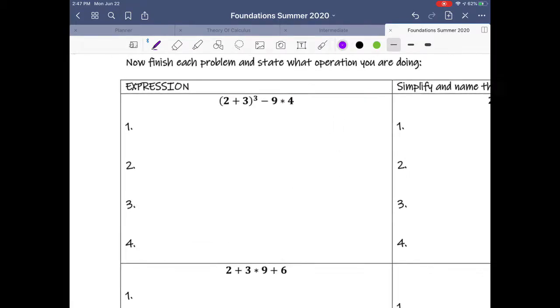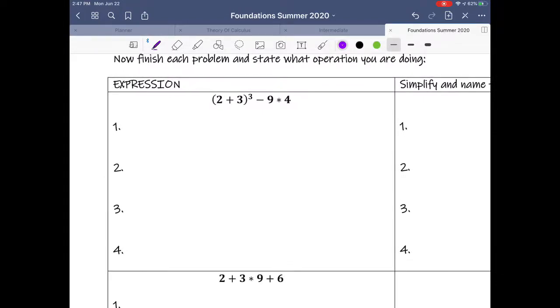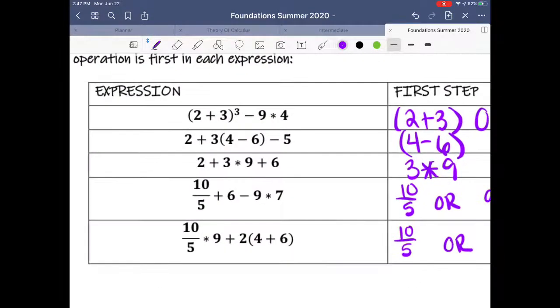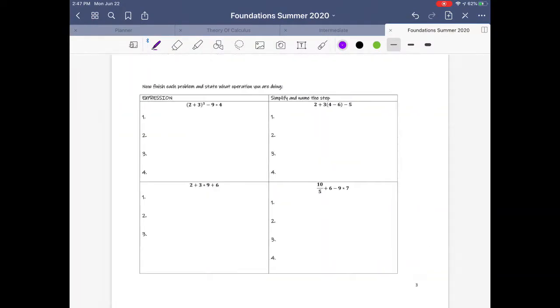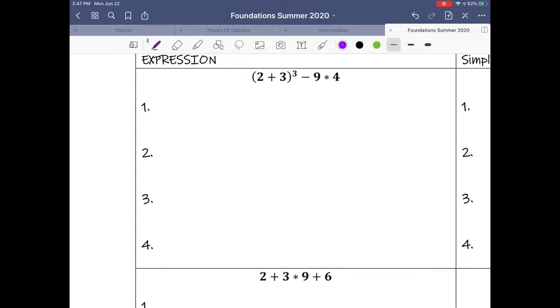And then I have a couple examples here. We're stating what operation we're doing first. And this actually came from this table, so I'm using those same examples, looks like. And I mentioned that we could do parentheses first. We could also do 9 times 4 first. Now, I'm going to highlight this because I want you to see it. We have two groups separated by this minus sign.